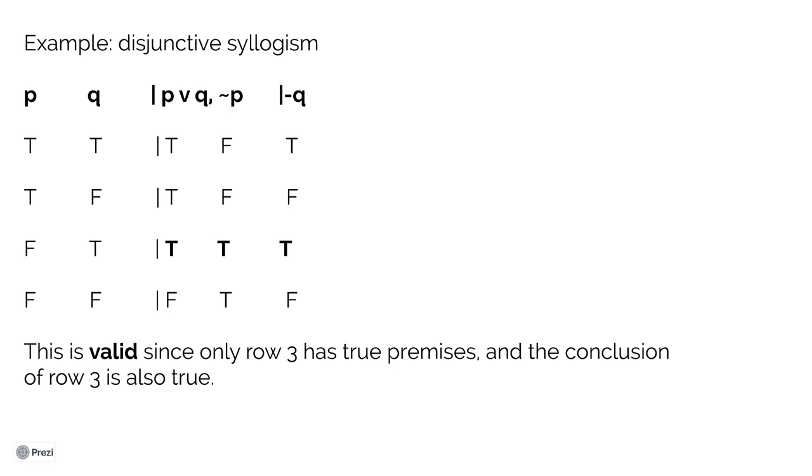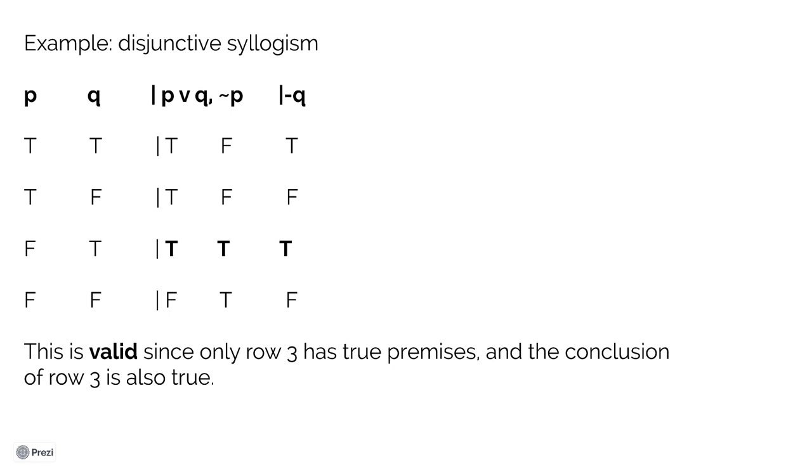Q. We find that in line 1, premise 1 is true, premise 2 is false, but the conclusion is true. We find that in line 2, premise 1 is true, premise 2 is false, but the conclusion is false. In line 4, we see that premise 1 is false, premise 2 is true, and the conclusion is false. But in line 3, premise 1 is true, premise 2 is true, and the conclusion is true. This argument is valid, then, because only row 3 has true premises, and in this row where we have true premises, the conclusion is also true.